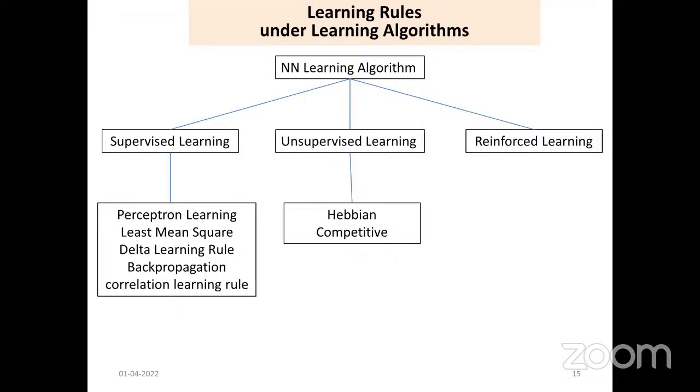So these learning rules are categorized here. The neural network learning algorithms or learning rules can be categorized into three categories: supervised learning, unsupervised learning, and reinforcement learning, right? In supervised learning, these are the conventional ones. There can be many more, but in most cases we use these learning rules: the perceptron learning rule, least mean square, delta learning rule, backpropagation, then correlation learning rule. And in unsupervised learning, we have Hebbian and competitive. Reinforcement learning, I did not include here.